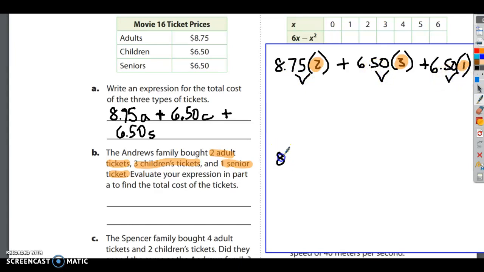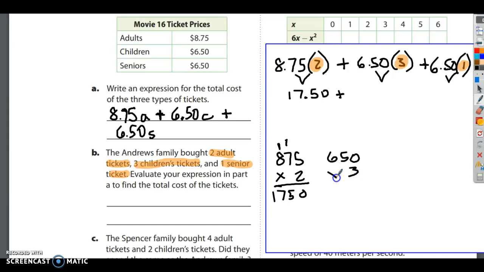So 8.75 times 2 is, that's real quick, watch. I'm going to do 875 times 2 and then place my decimal. I get 10. I get 14 plus 1 is 15. I get 16 plus 1 is 17. It's 17.50. Added to 6.50 times 3, that's easy. 3 times 0 is 0, 3 times 5 is 15, 3 times 6 is 18, plus 1 is 19. It's $19.50 for the kids. Now how come the kids' tickets were more expensive than the adults? Because there's 3 of them, that's why. And then 6.50 times 1 is 6.50.